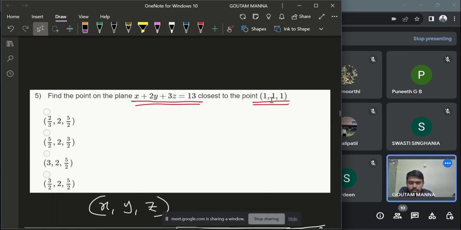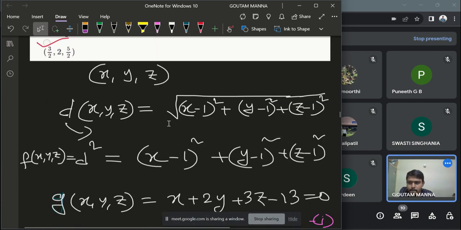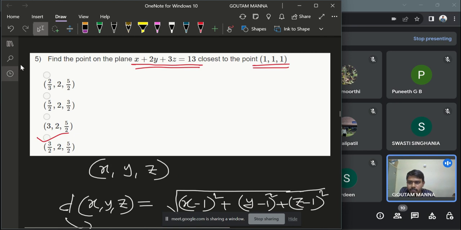where the distance from the point 1, 1, 1 is minimum, and the point is also on the plane x plus 2y plus 3z equals to 13. So the correct answer is this one, 3 by 2, 2 and 5 by 2. This is the constrained minimization.